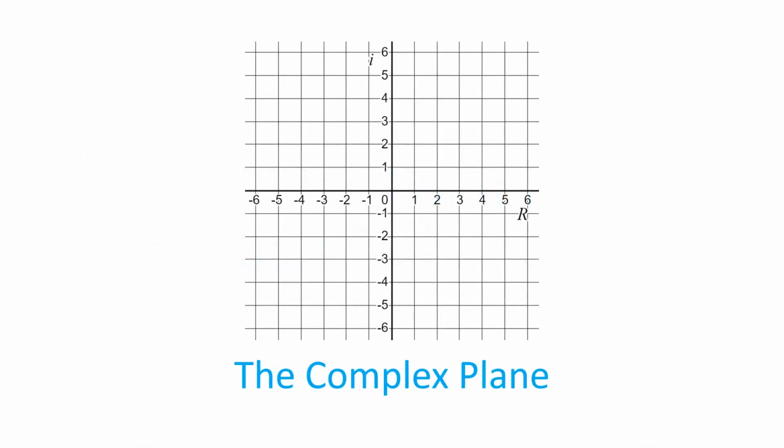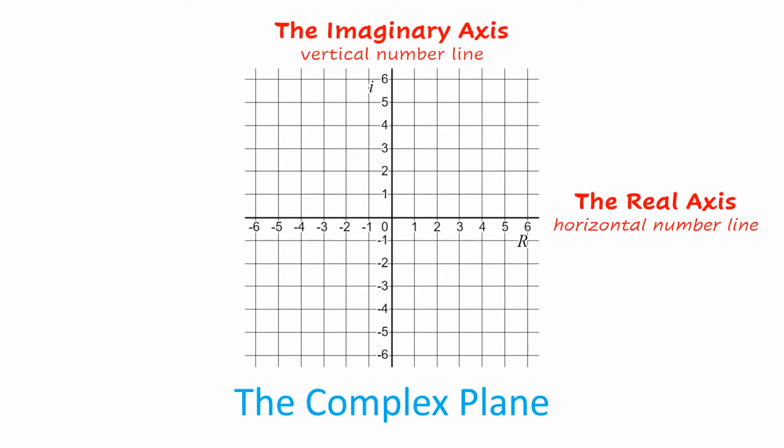In this example, we'll be writing complex numbers from a graph. Complex numbers can be graphed in the complex plane, which looks a lot like our Cartesian coordinate system, but instead of having an x-axis and a y-axis, the horizontal number line is going to be our real axis, and the vertical number line is going to be our imaginary axis.